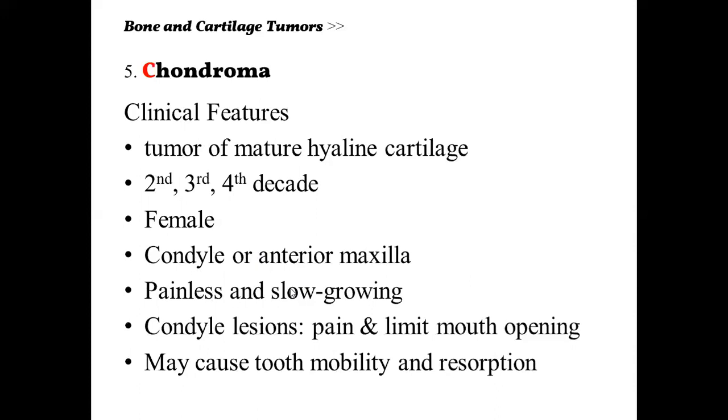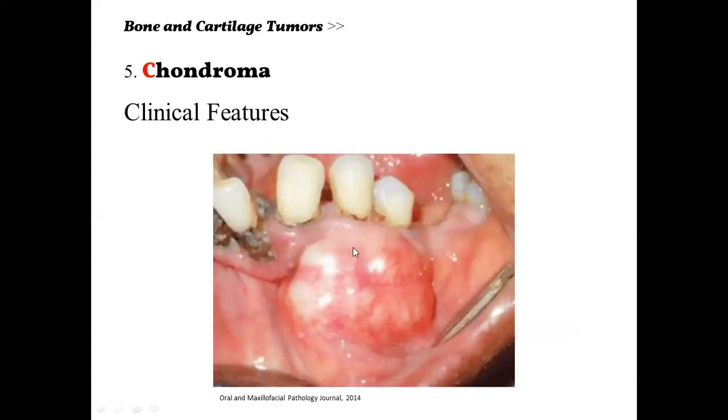Okay. If chondroma occurs on the condyle, it will present itself with pain and limited mouth opening. Well, as usual, also some of the tumors, it may cause tooth mobility and resorption. So this is how a chondroma looks clinically. Hindi talaga natin ma-differentiate clinically. Hirap. Kaya it's important that we do a biopsy so that we can further diagnose it definitively to know the proper treatment.